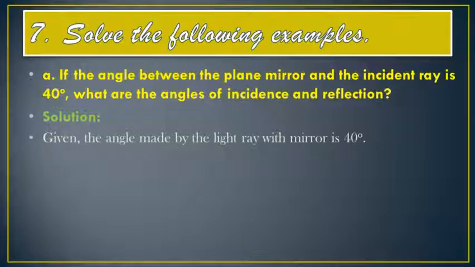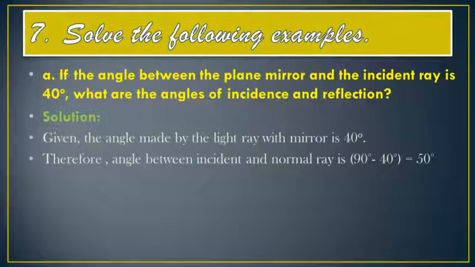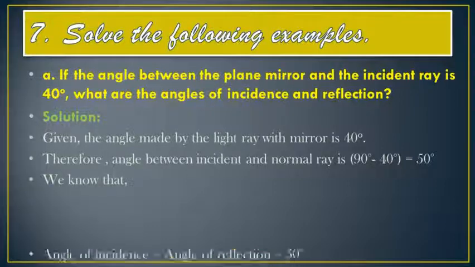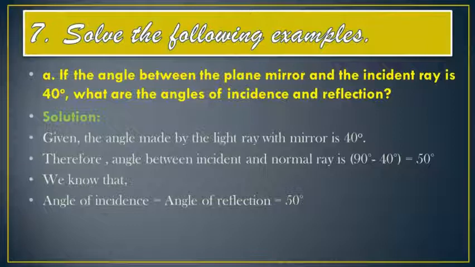Given, the angle made by the light ray with the mirror is 40 degrees, that is the incident ray. Therefore the angle between the incident ray and the normal is 90 degrees minus 40 degrees, which equals 50 degrees. We know that angle of incidence equals angle of reflection, right? So both are equal to 50 degrees. So light bends by 50 plus 50 equals 100 degrees. So the angles of incidence and reflection are 50 degrees. They are the same.